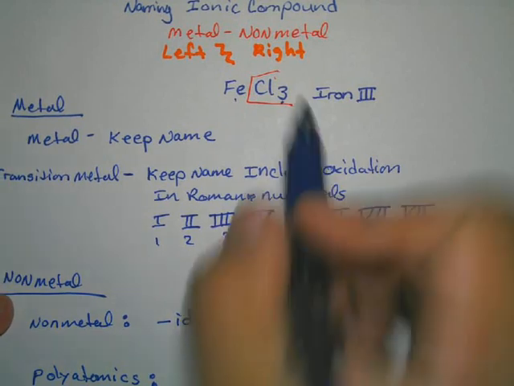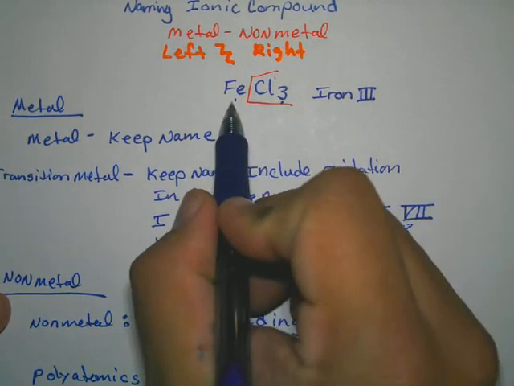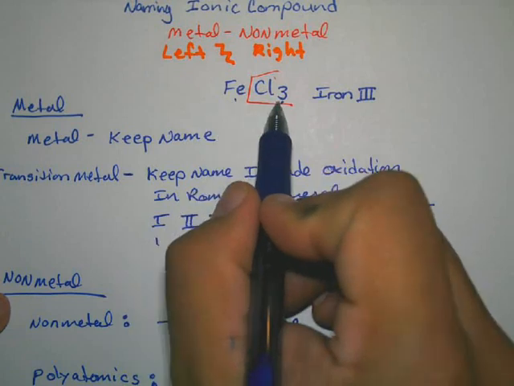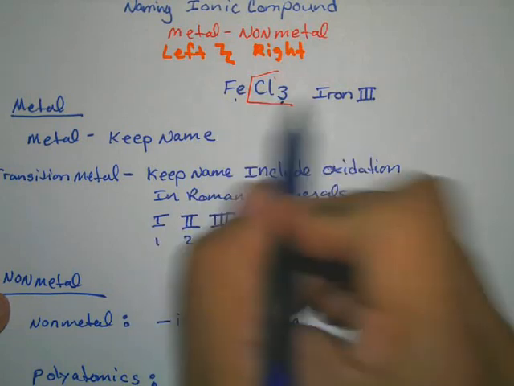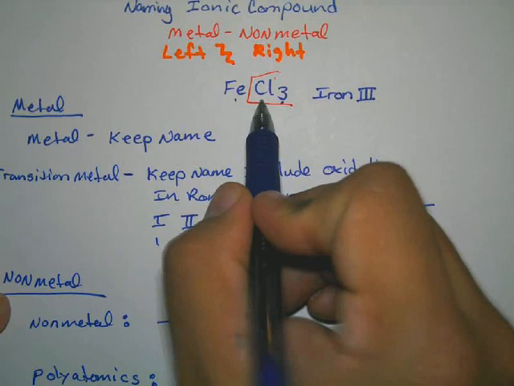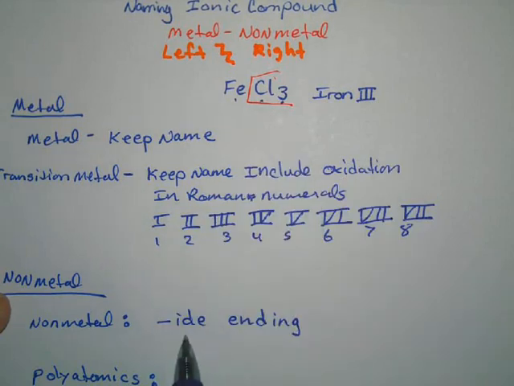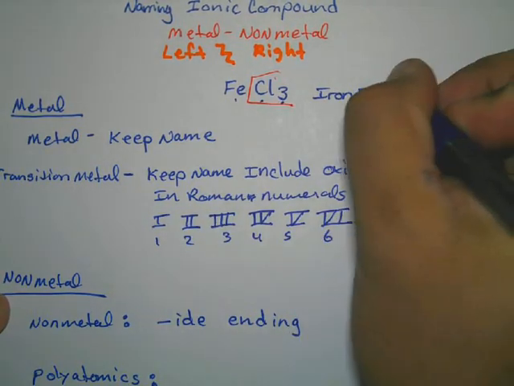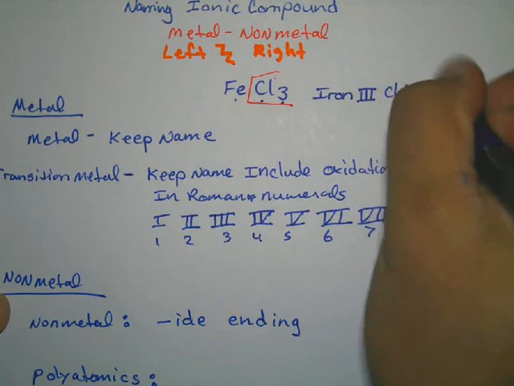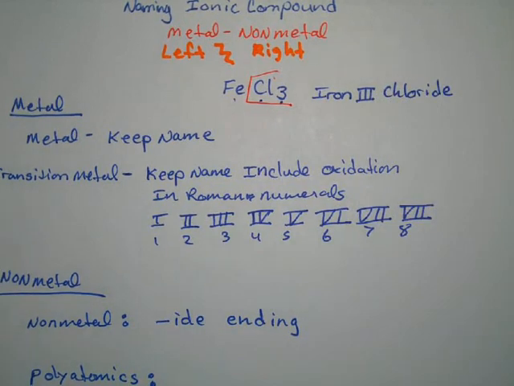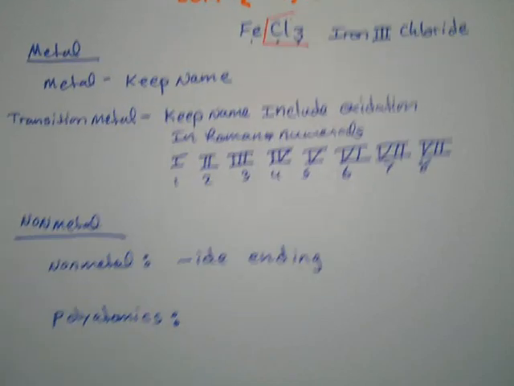So iron keeps his name. He's a transition metal. He gave a 3. So that's his iron 3. And chlorine becomes what, guys? He takes the "ide" ending. Chlorine becomes chloride. Okay? Chlorine becomes chloride. Now we're going to talk about polyatomics.